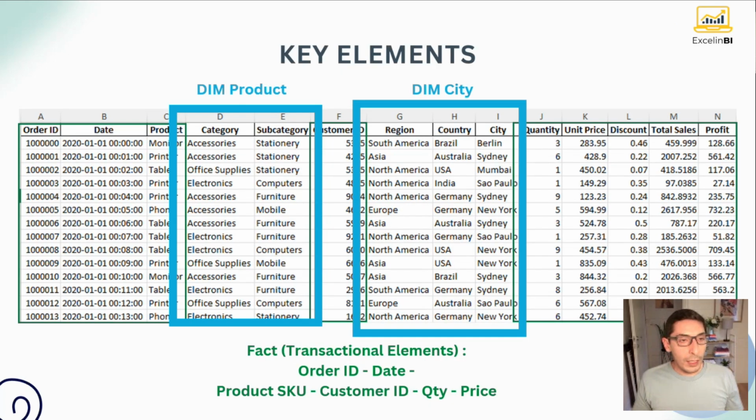What are the key elements that I just mentioned? They are the fact tables, the dimension tables, and the table relationships. Those are the 3 main elements that you need to be aware of when you work with star schemas.